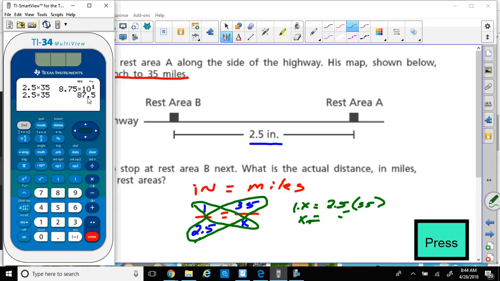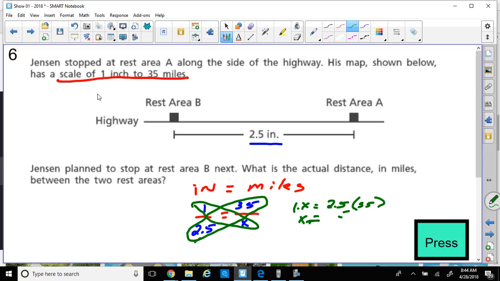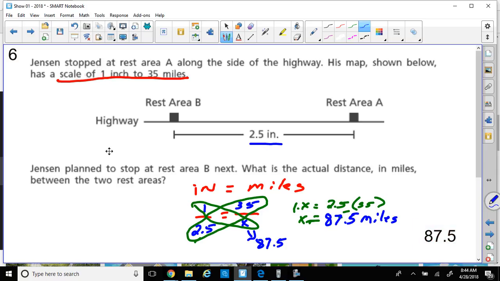So 2.5 times 35 is equal to 87.5. So let's please minimize that. So I get 87.5, and that's the miles we're looking for because we had the variable X to represent the number of miles. So that would be 87.5. So that's how many miles 2.5 inches would represent. So there is my answer, 87.5. That's the next question.